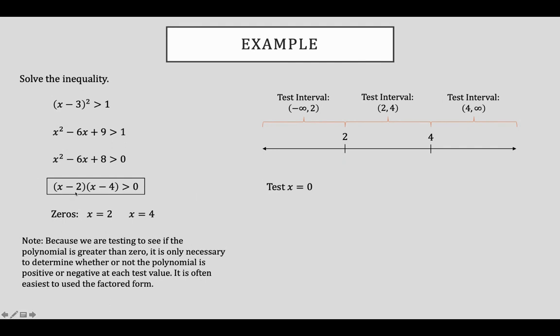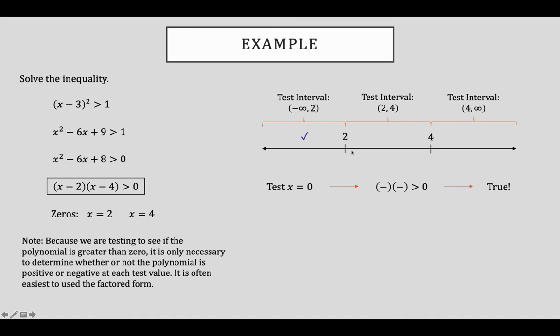Using the factored form, notice if I plug in 0 for x, that leaves me with a negative number times a negative number. A negative number times a negative number is always going to be a positive number, and a positive number is always going to be greater than 0. This is a true statement. So I put a little check mark above that interval. Notice at the end, we're going to have to shade that interval in.